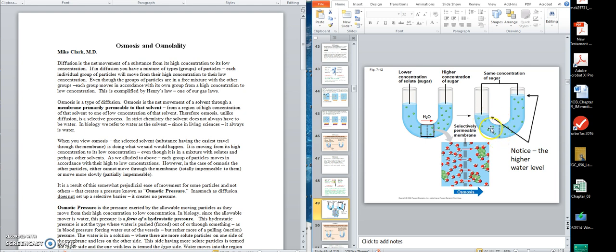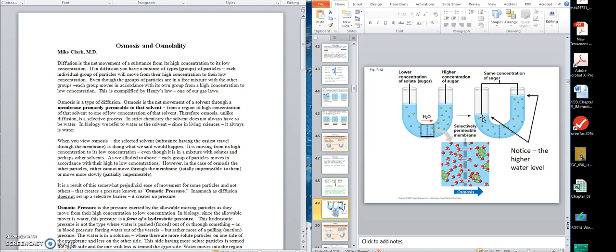Because water seeks its own level. It's the selected one, the one that the membrane's prejudice selected for. So it goes ahead and does this thing. That means now water is higher on this side than that side. Strange as it might seem.